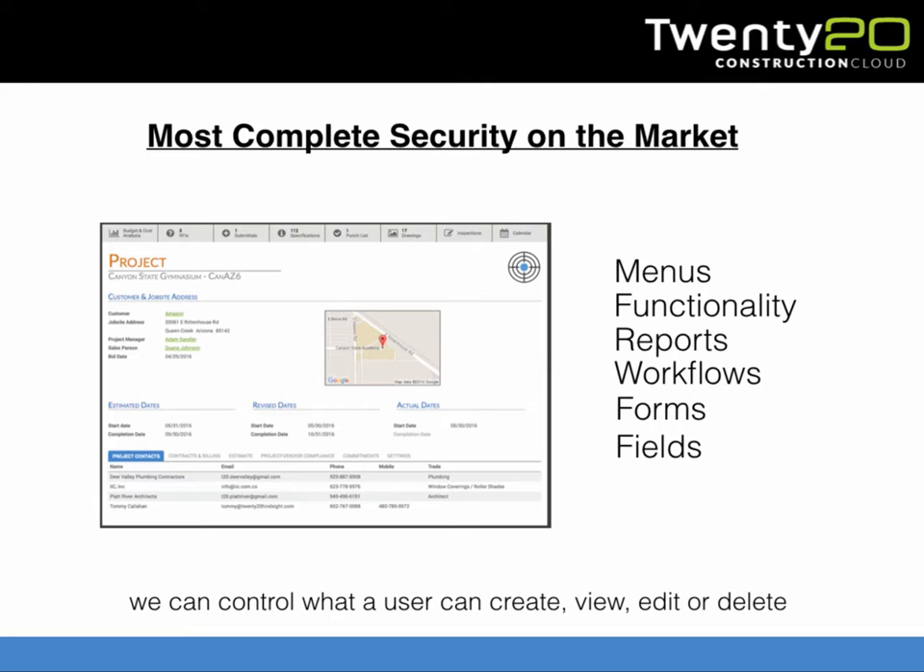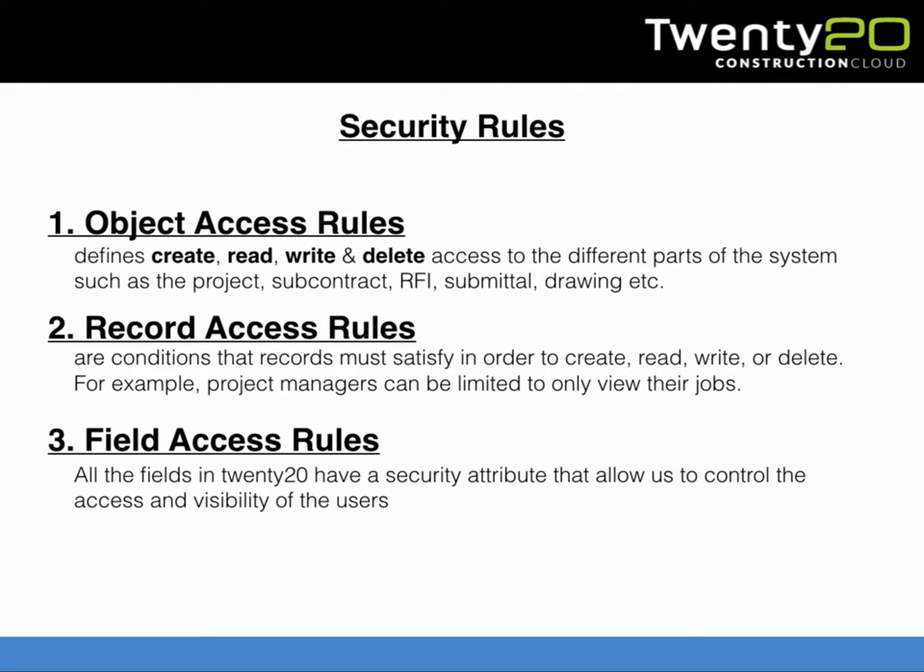We can create security rules to make sure that your users have the necessary restrictions or access to the things that your business requires. Security rules are the basis of the 2020 Construction Cloud. I don't want to get too technical, so we'll keep this as general as possible, but it's still important to help you understand how all of this fits together. There are essentially three types of security rules.